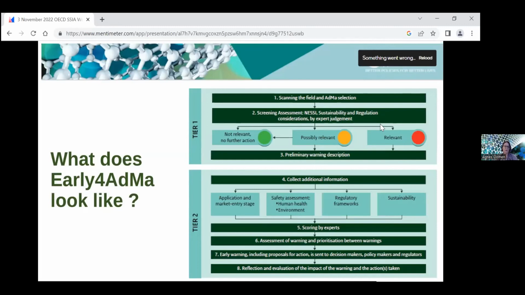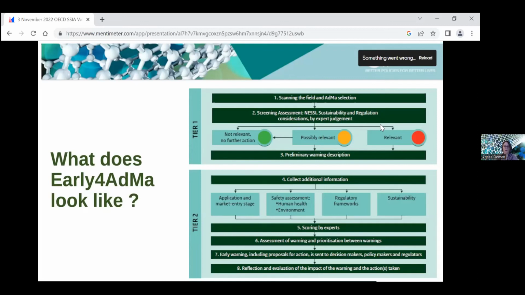Once there is an advanced material, there are a few screening questions to identify if this advanced material is perhaps relevant to have a closer look at. If it's relevant or possibly relevant, you go to the next tier, where you first start to gather some additional information related to the application and market entry stage, related to safety for human health and environment, related to regulatory frameworks, and related to sustainability. Behind each of these topics, there are subtopics identified and lists of questions, which are really to identify and structure the different potential issues that can be foreseen for safety and sustainability for advanced materials.